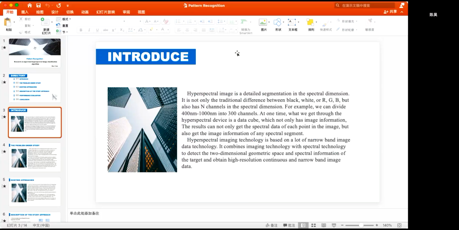Hyperspectral image is a detailed segmentation in the spectral dimension. It's not only the traditional difference between black, white, or RGB, but also has n channels in the spectral dimension. For example, you can divide 400 nanometers to 1000 nanometers into 300 channels. At one time, what we get through the hyperspectral device is a data cube, which not only has the image information, the results can not only get the spectral data of each point in the image, but also get image information of any spectral segments.